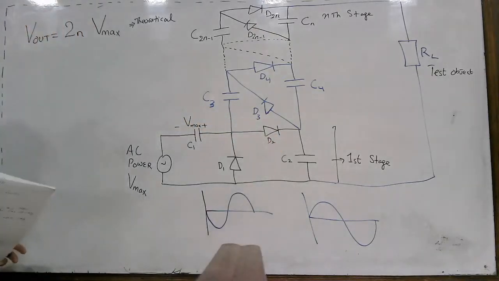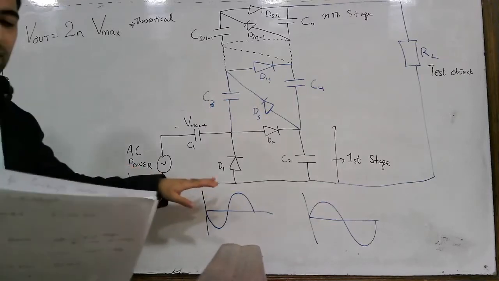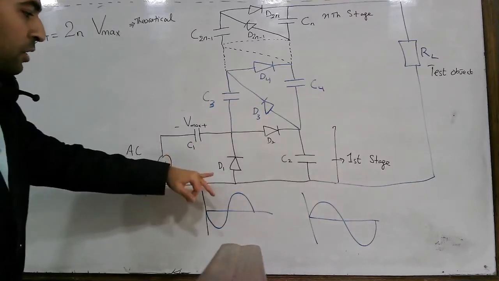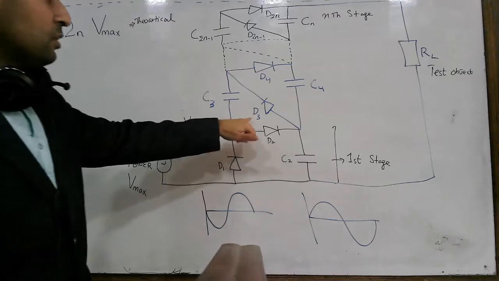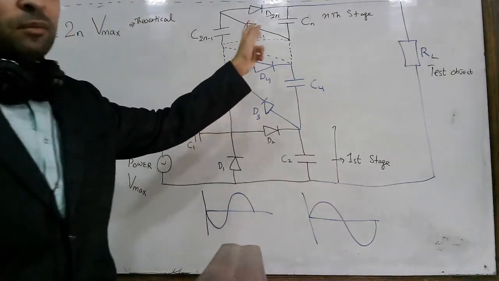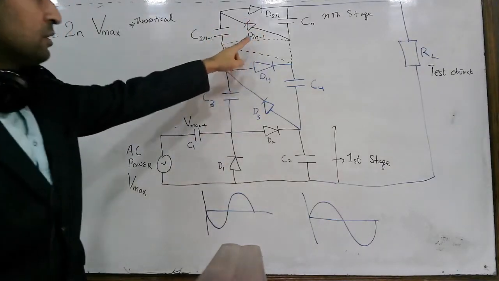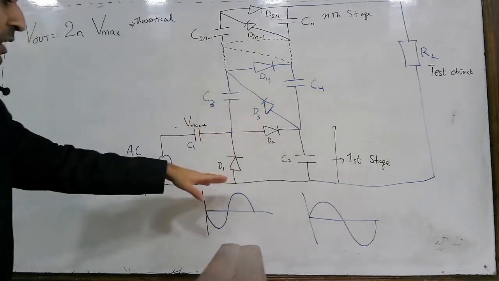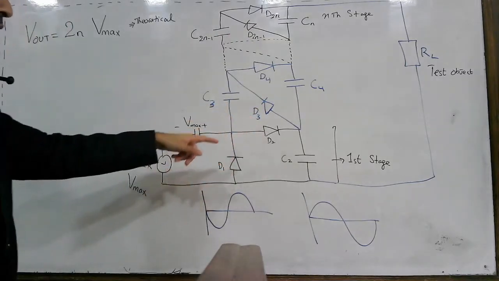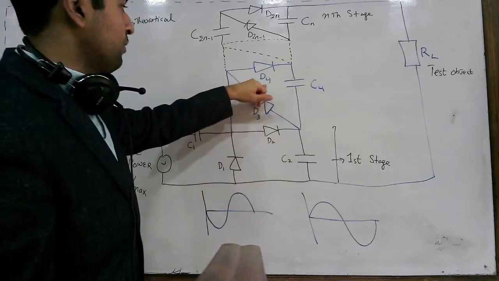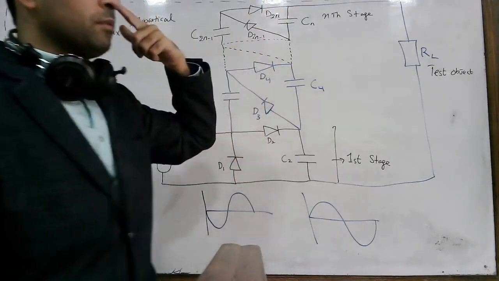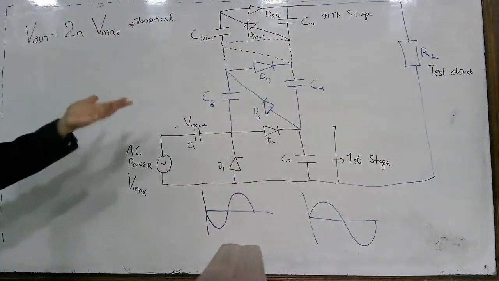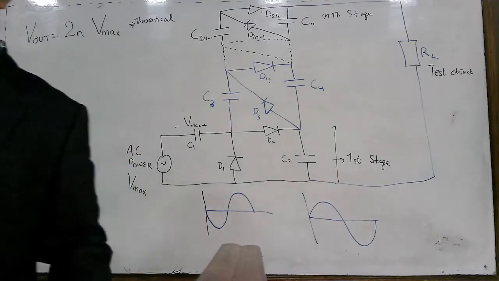More to add, I would like to add that the odd-numbered diodes like D1, D3, D2n-1 conduct during the negative half cycle, and the even-numbered diodes like D2, D4 and D2n conduct during the positive half cycle.